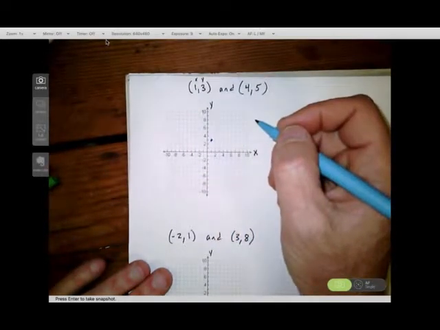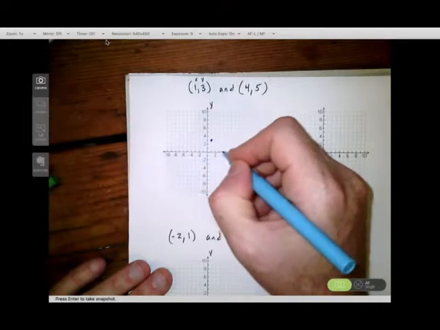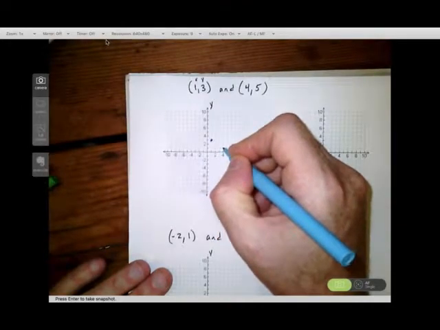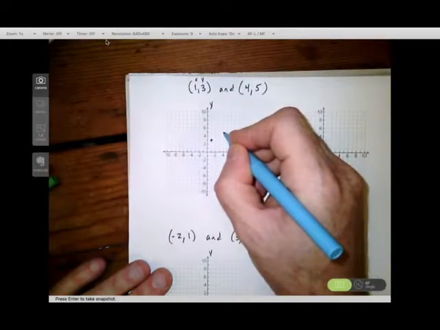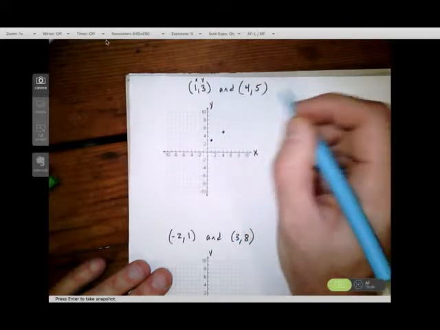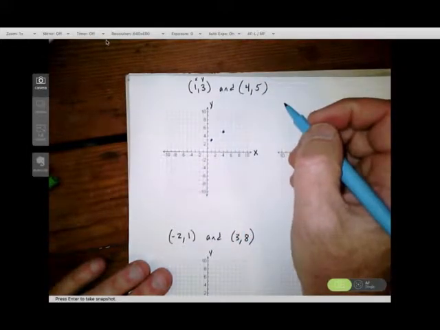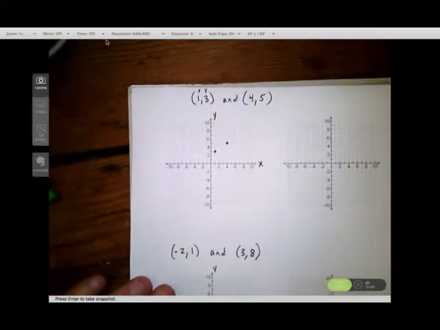Okay, the next point is 4, 5. So I go over 4, up 5. 1, 2, 3, 4, 5. Right there. Okay, then what we're going to do, and I'm sorry that's a little hard to see.